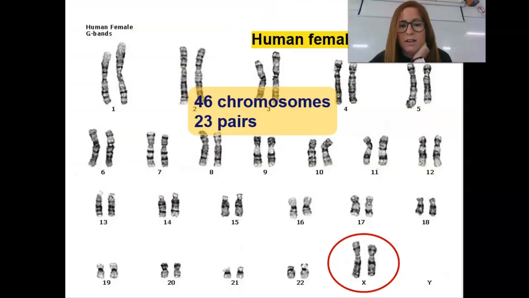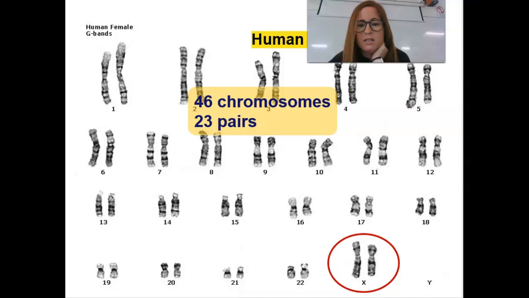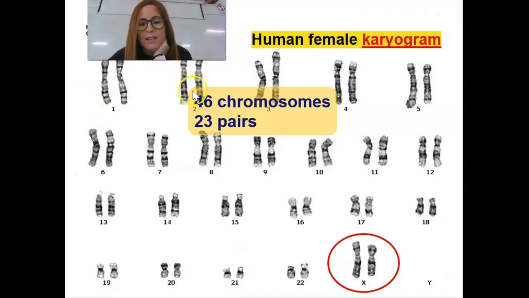You might have seen one of these in another grade at some point. You can see here we have 46 chromosomes. The picture is called a karyogram, or you might have heard it called a karyotype. We have 46 chromosomes in your cells, 23 pairs. We say you have 23 pairs because if you look at chromosome 5 here, you have two chromosome 5s, one from your mom and one from your dad.